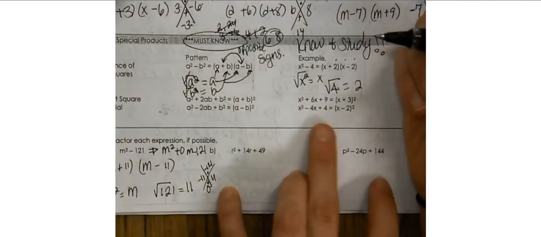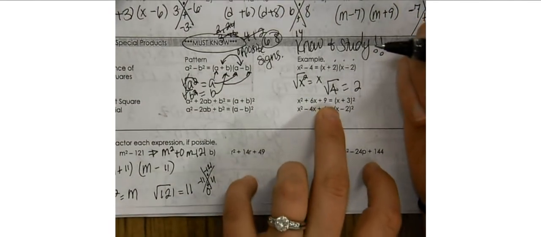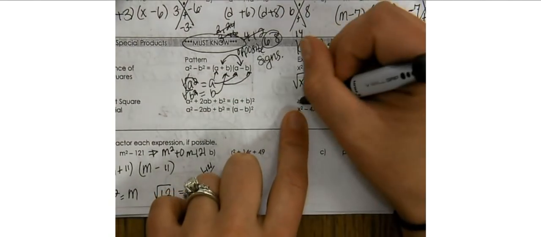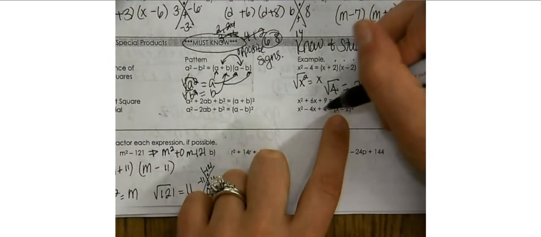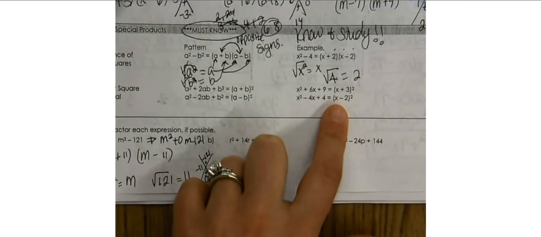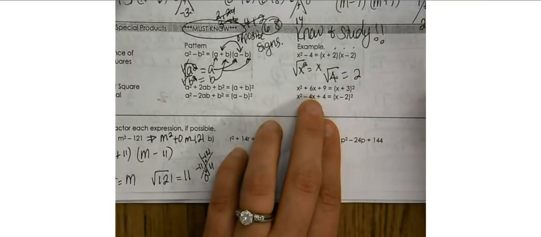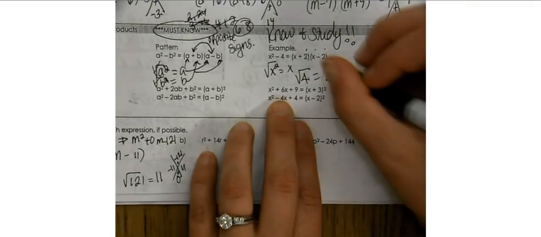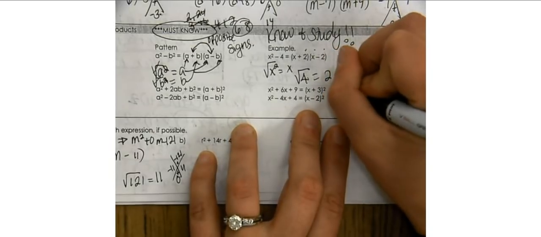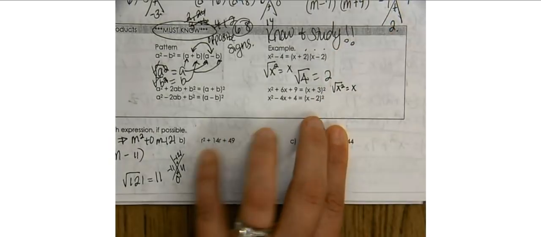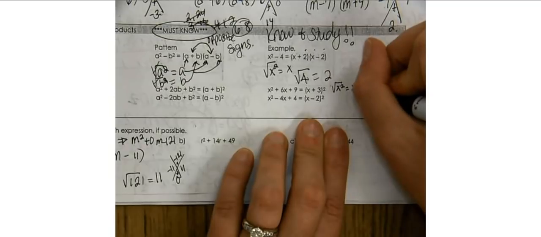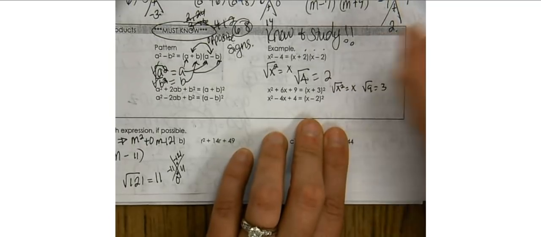So for example, we have x squared plus 6x plus 9. In this problem, notice that the first term and the last term are perfect square numbers. So in order for you to verify that this is a perfect square trinomial, you take the square root of your first term, that's going to be x, and you take the square root of your last term, the square root of 9 is 3, and then you check.